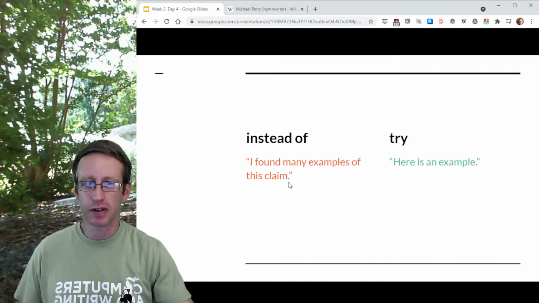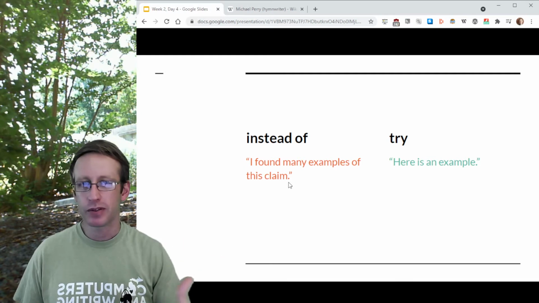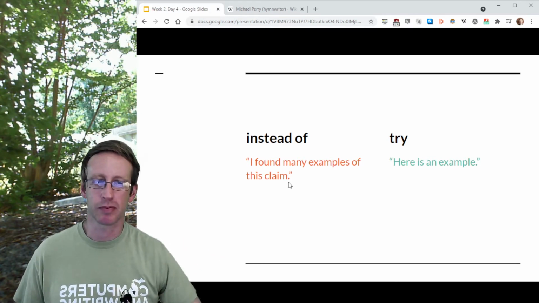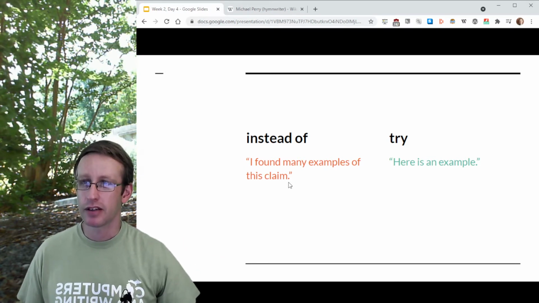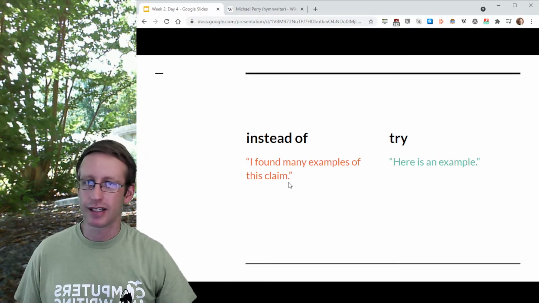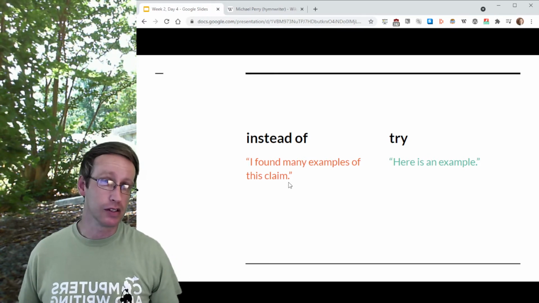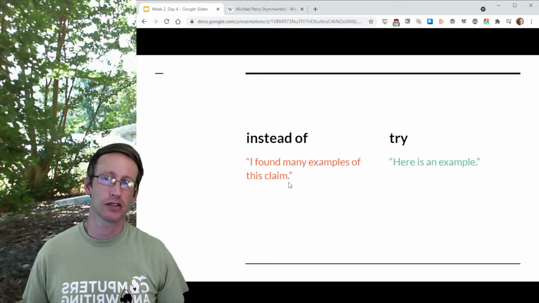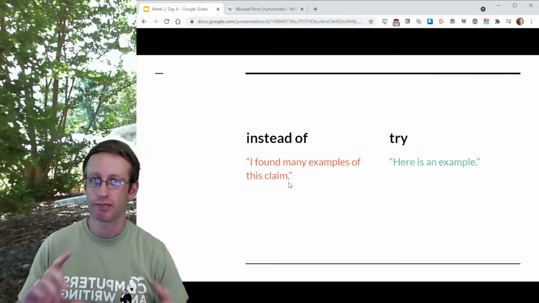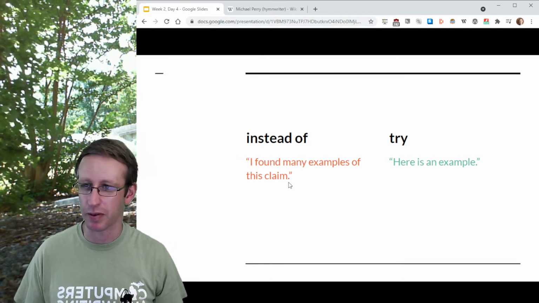And I saw a few phrases along these lines, like "I found many examples of this claim." I don't want to know that you found those examples. I want to know what the examples are. So show me the examples and show me the best ones, or a typical one, or several, and that's all you need to do. State it very simply, right? Here's an example of this claim on Twitter. Screenshot. That's all you need. All right, so keep it short, keep it straightforward.